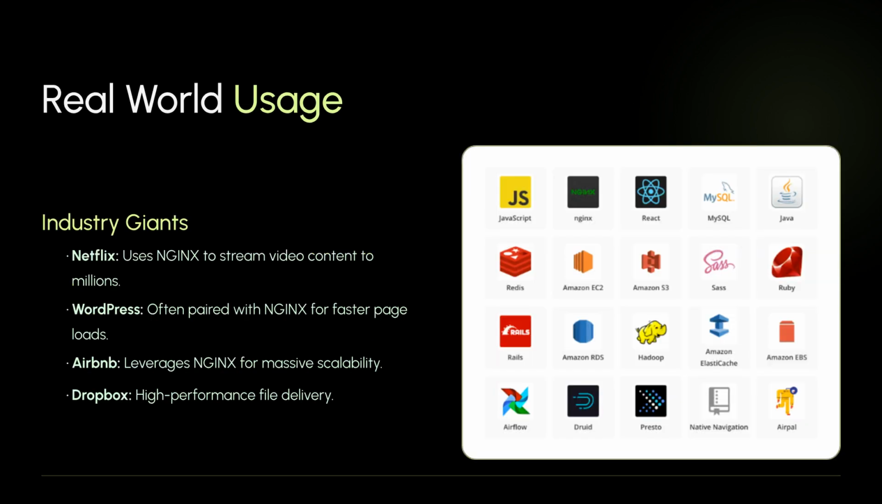To see how powerful NGINX is, look at some of the companies that use it. Netflix uses it for large-scale video delivery. Airbnb leverages it for scalability. Dropbox uses it for high-performance file delivery. WordPress deployments frequently use NGINX for faster page loads. When companies serving millions of users trust a technology, that's usually a good sign.